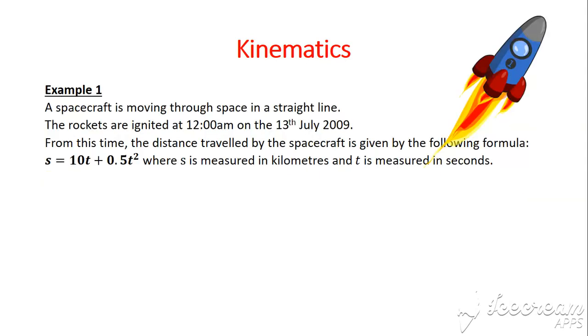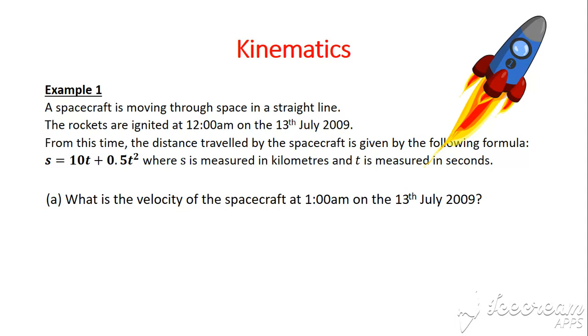All right, we've got one example and three different parts to solve. A spacecraft's moving through space in a straight line. The rockets are ignited at 12 a.m., which is midnight, on the 13th of July 2009. From this time, the distance traveled by the spacecraft is given by the following formula: s equals 10t plus 0.5t squared, where s is measured in kilometers and t is measured in hours.